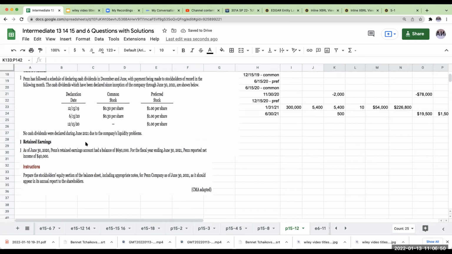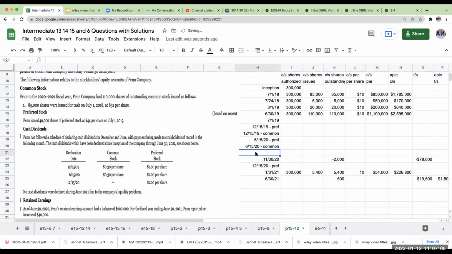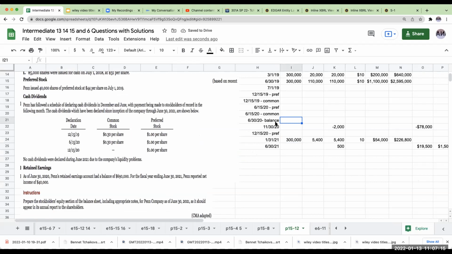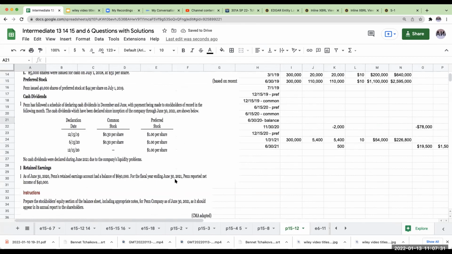So no cash dividends were declared in 2021. As of June 30th, 2020, the retained earnings balance was 690,000. And then for the fiscal year ended June 30th, 2021, they reported net income of 40 grand.